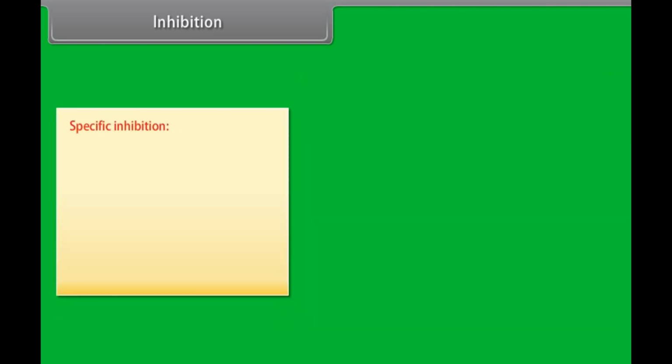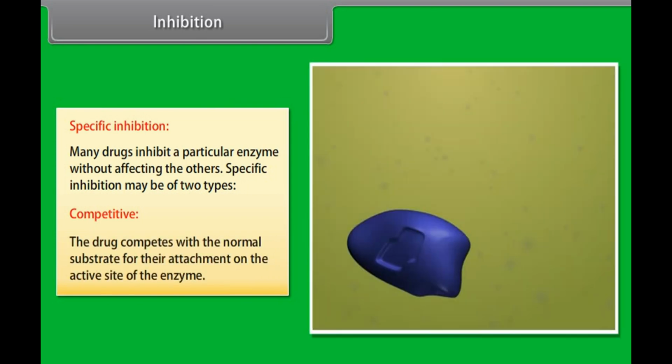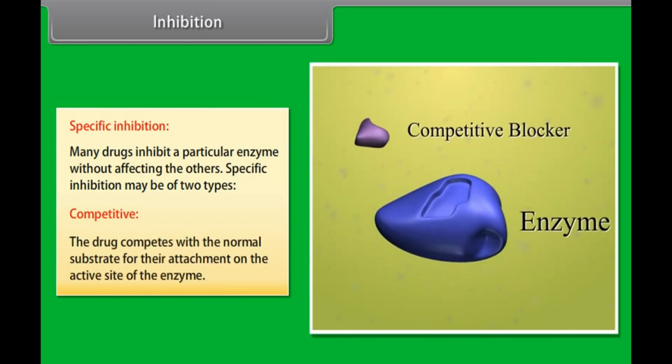Specific inhibition. Many drugs inhibit a particular enzyme without affecting the others. Specific inhibition may be of two types. Competitive. The drug competes with the normal substrate for attachment on the active site of the enzyme.